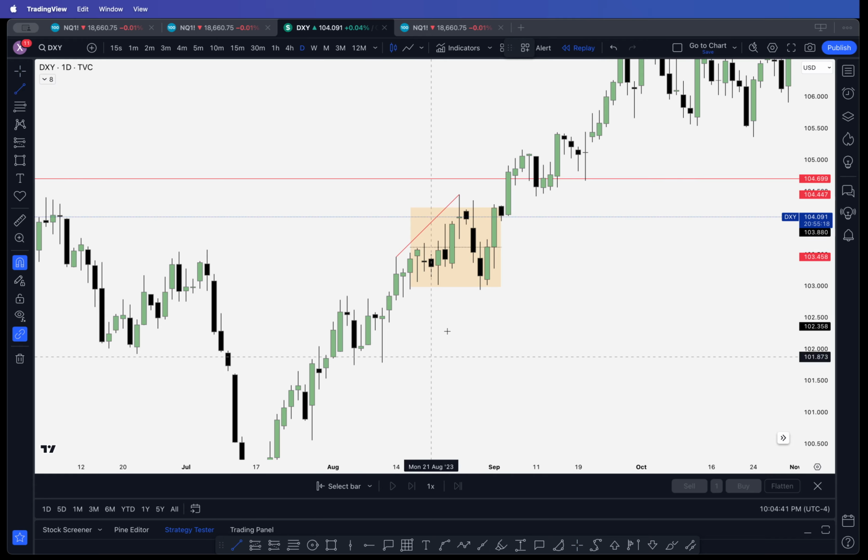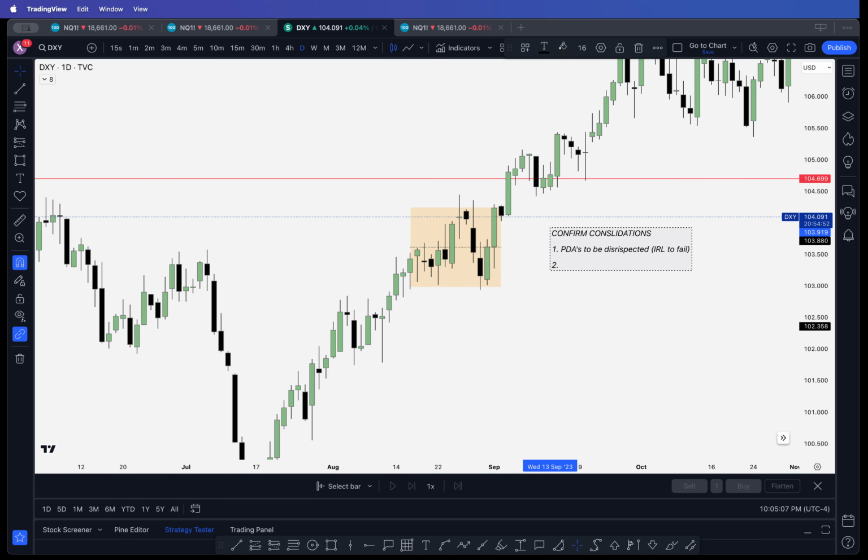What's a good way to tell what the market is currently doing? It trades inside a range for a particular length of time. Nice. I like that response. So what I like to do to confirm consolidations, I look for two things. I usually look for PD arrays to be disrespected, IRL to fail. I also look at bodies instead of wicks. Okay? What do I mean by that?